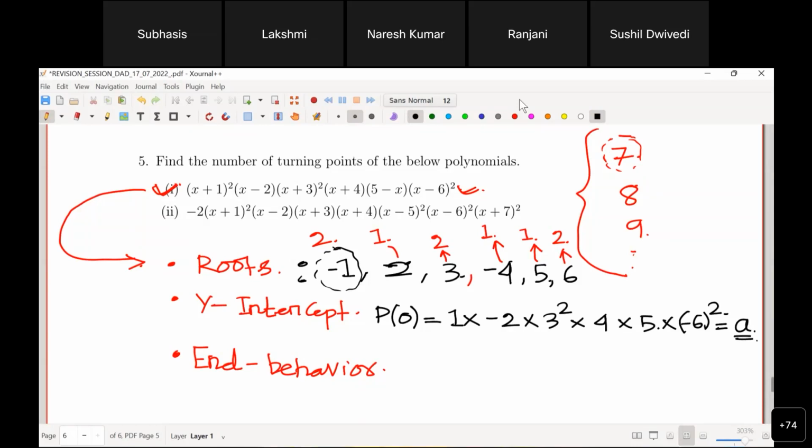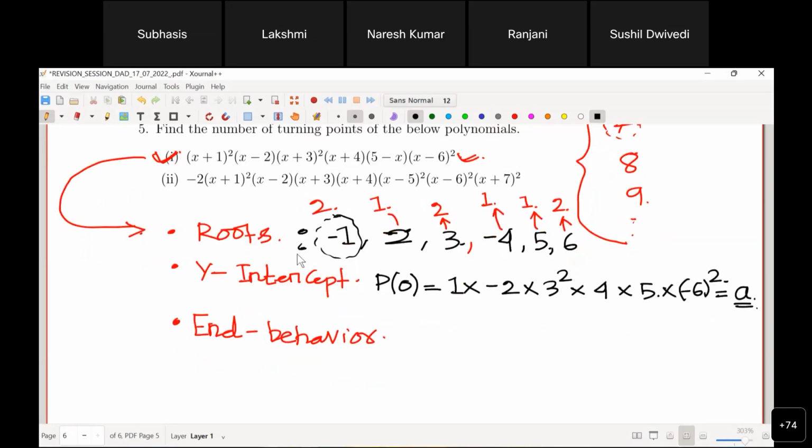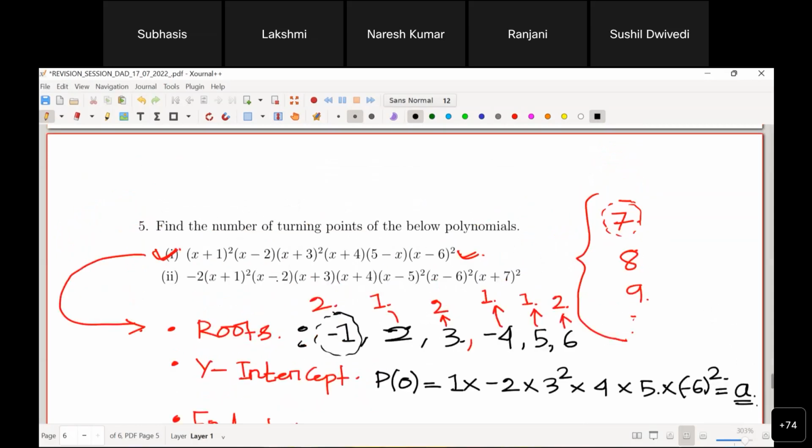Okay, so the thing is, to find the end behavior, it's always better to write the polynomial function in a particular form. For example, if you see the polynomial here, we have written 5 minus x. Instead of writing a minus x, it's always better if you can convert this a minus x into x minus a whole minus. Because they are the same thing, right?